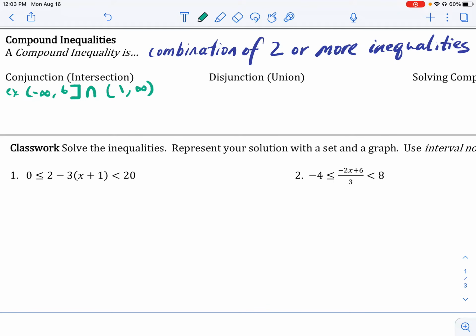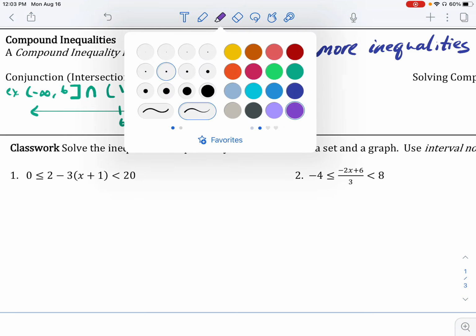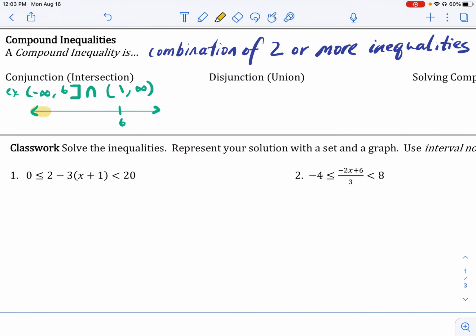Now let's break this down for a second. What are we saying here? We're saying if I had a number line and we want to indicate our solution set is going to consist of all the numbers from negative infinity up until 6. So let's do that. I'm going to highlight this with this color. Let me actually start with something a little bit lighter. So from negative infinity all the way up until 6. That's what we're saying there. And we're going to put a bracket here because we are including 6.